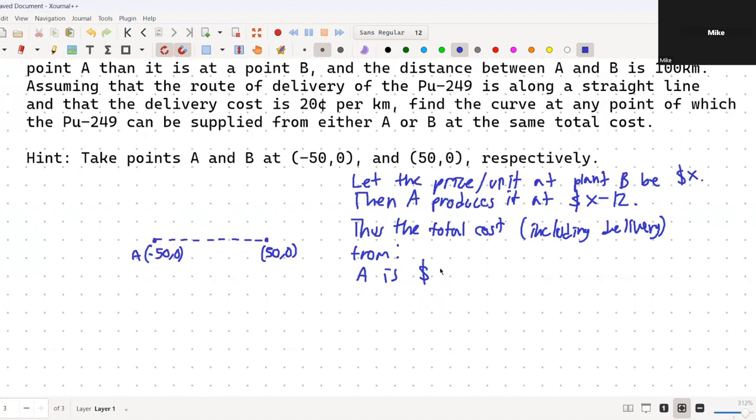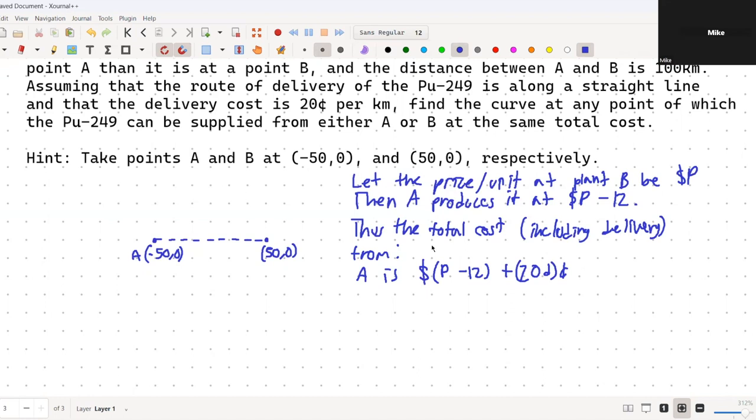So P minus... Tapos ang sabi, no, $12 pa or 12 cents? Well, hindi po. $12 less. May important distinction kasi ginagamit niya from both dollars and cents. So, P minus 12, yung cost of production pag A, plus yung distance from XY.